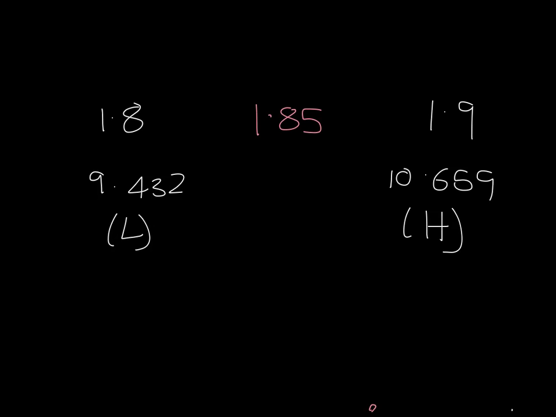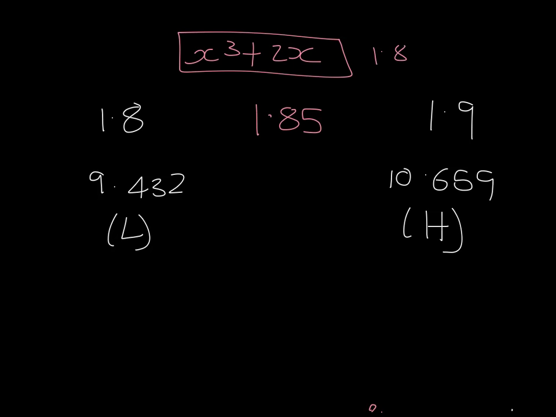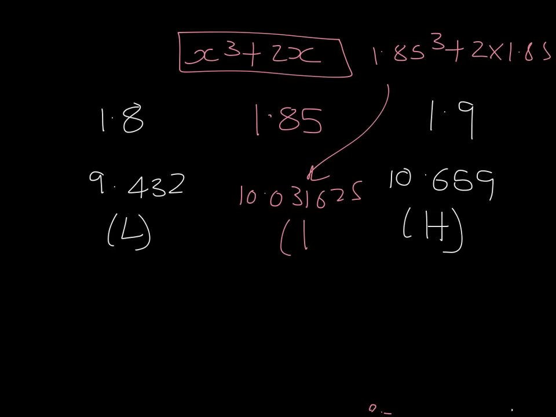Now, if we check 1.85, substituting it into x cubed plus 2x to see what we get, i.e. we do 1.85 cubed plus 2 times 1.85, the value for that is equal to 10.031625, i.e. it is slightly higher than 10. Now, that means that 1.85 was too high, 1.9 was too high, so all of the numbers in between 1.85 and 1.9 are going to give us values that are too high. All of the numbers in between 1.85 and 1.9 would round to 1.9 to 1 decimal place.